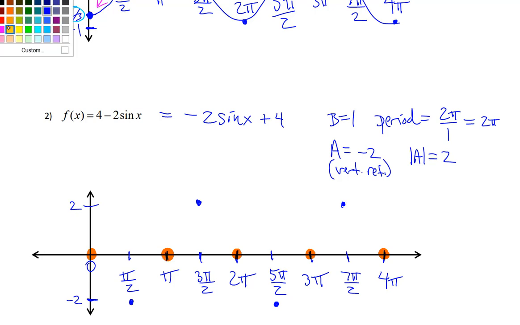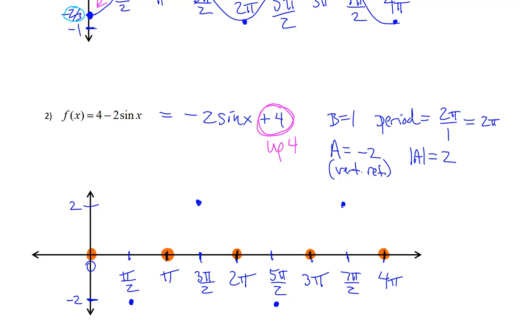Well, let's not forget that we also have to increase, or translate, this graph up 4 units because of the d value being +4. Everything's got to shift up. It's a vertical translation going up, or a vertical shift. So we're going to do that with all of our points before we draw the graph, okay? And that's really all that's going to happen.